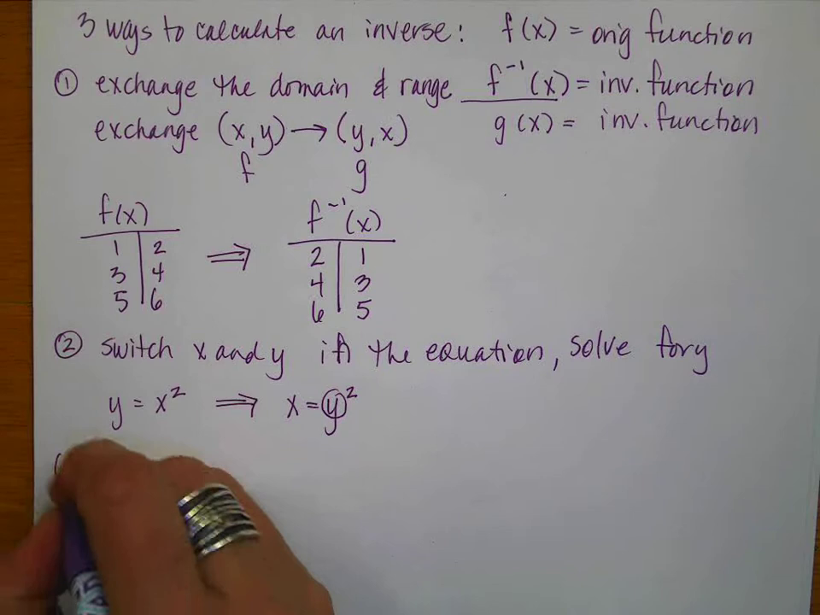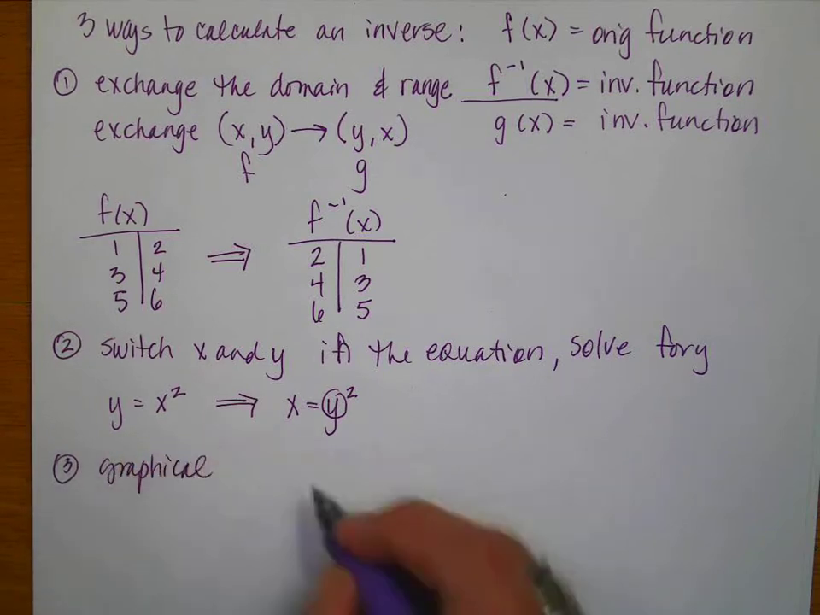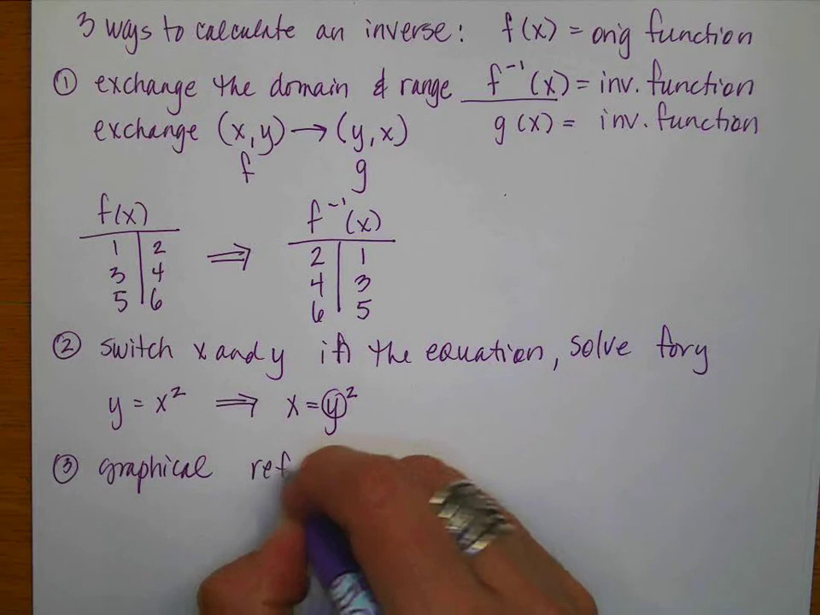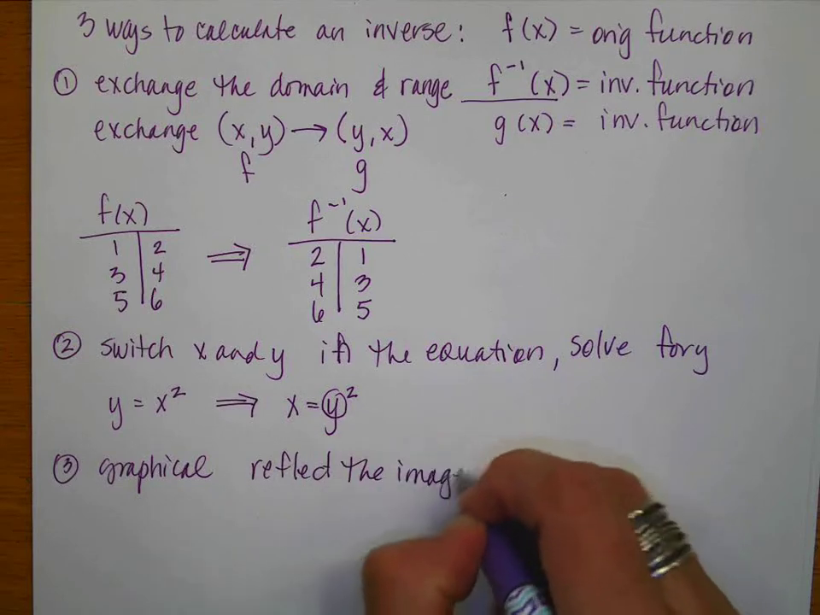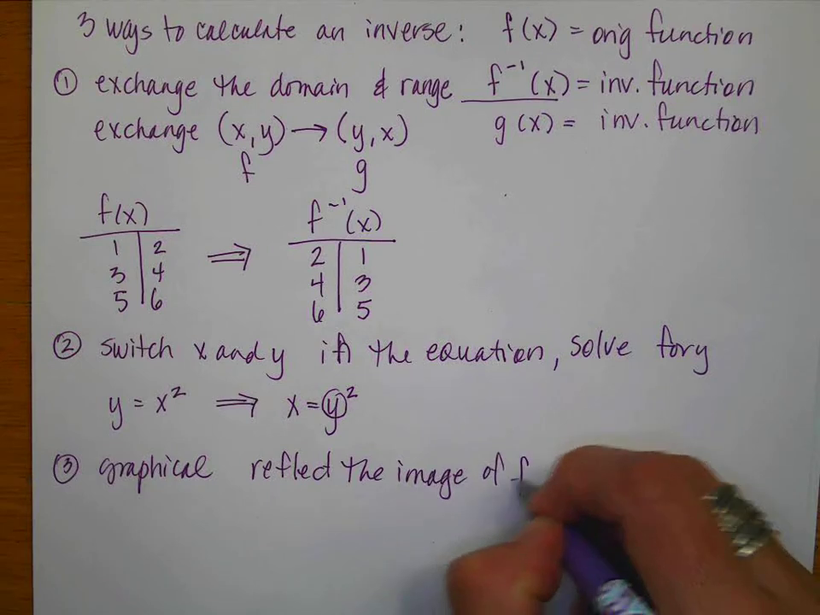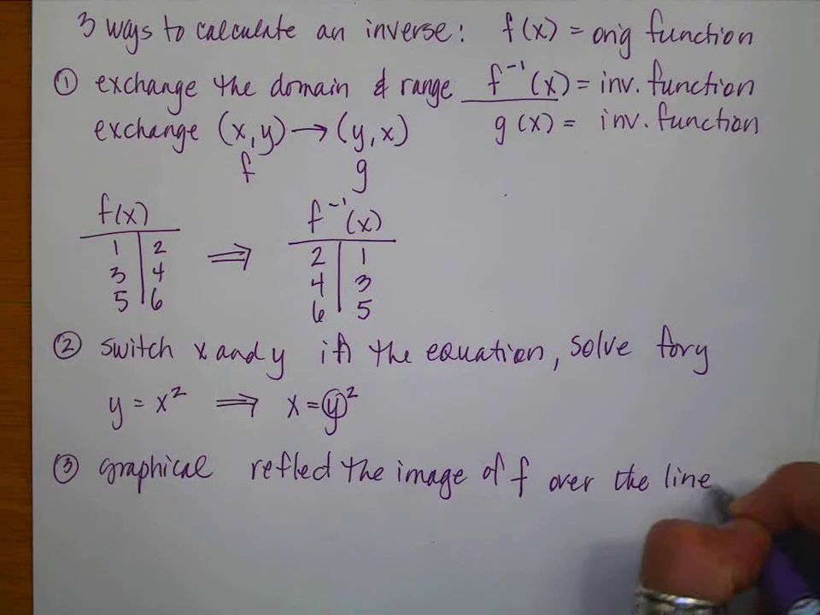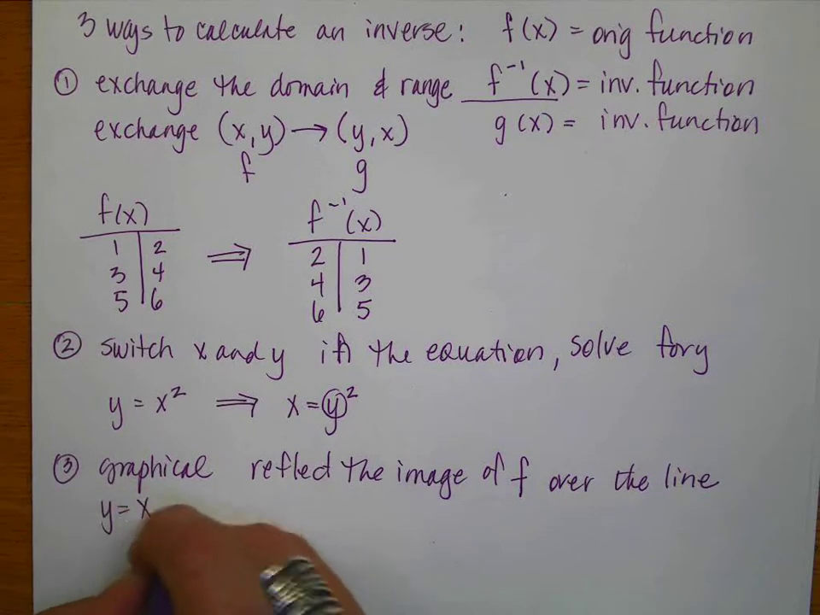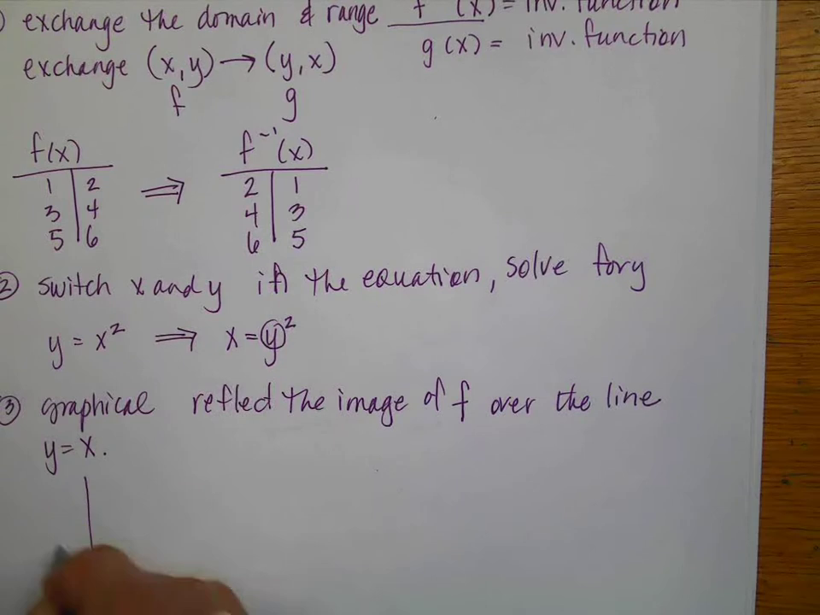All right, the third method is a graphical method, and that means that I am going to reflect the image of the function over the line y is equal to x. So it makes more sense, I think, if we kind of draw an example.